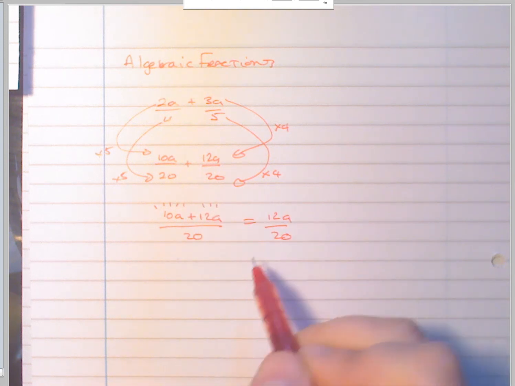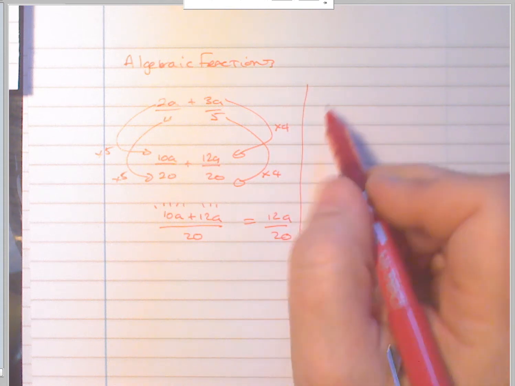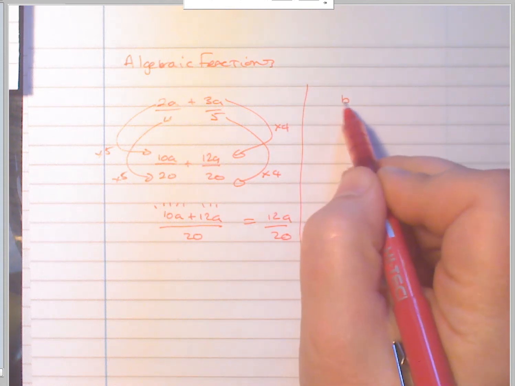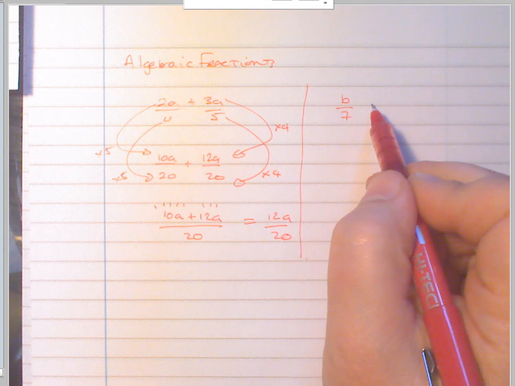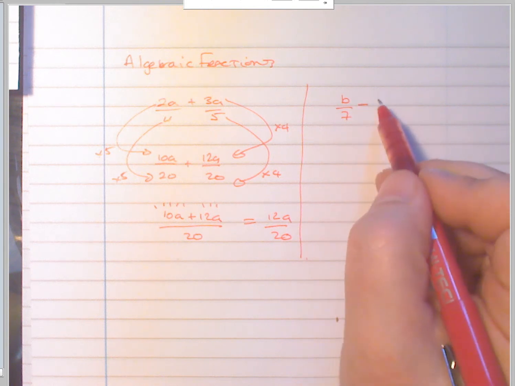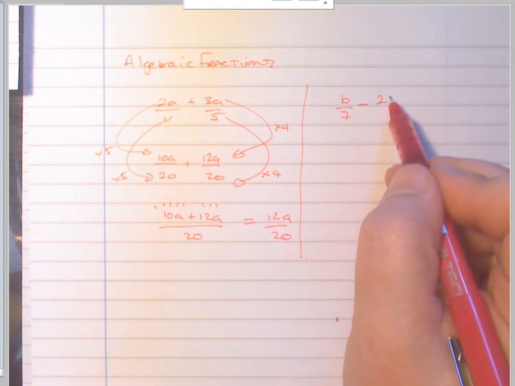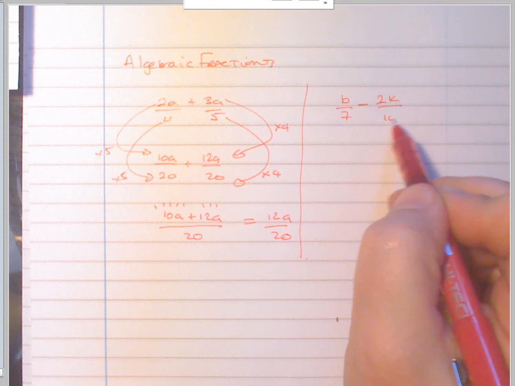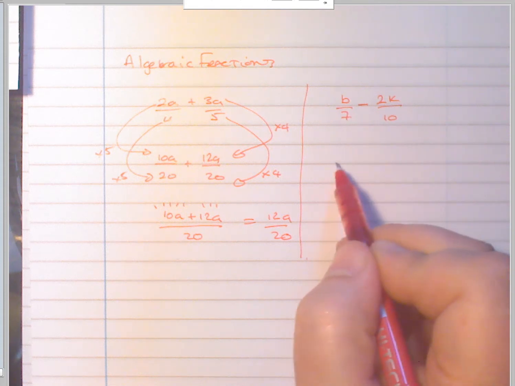Okay, let's do a different sum, and this time I'm going to make them unlike terms. So this is just going to be b over 7 minus 2k, for the sake of interest, over 10. And my common denominator will be 70.